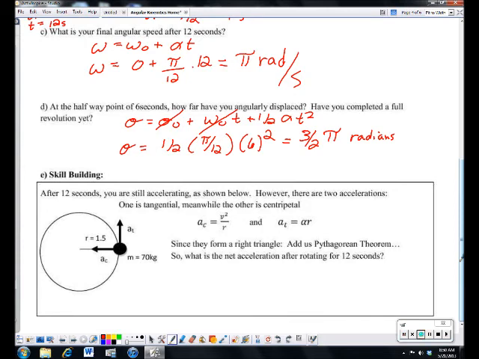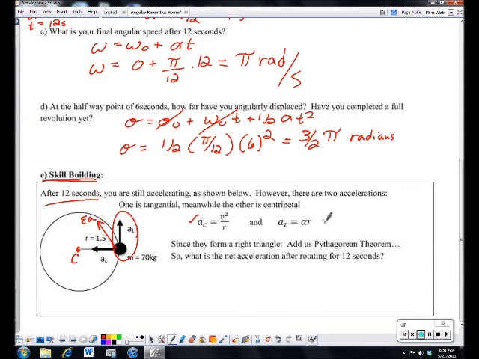Part E is meant to be a reminder. We'll get to this more in class because it's a more difficult conversation, but I wanted to introduce it to you today. Let's imagine that the 12 seconds have gone by and we're still accelerating. You've got to remember that we have a centripetal acceleration pointed towards the center, and we now also have a tangential acceleration around the circle. So to find my net acceleration, I need to use the Pythagorean theorem.